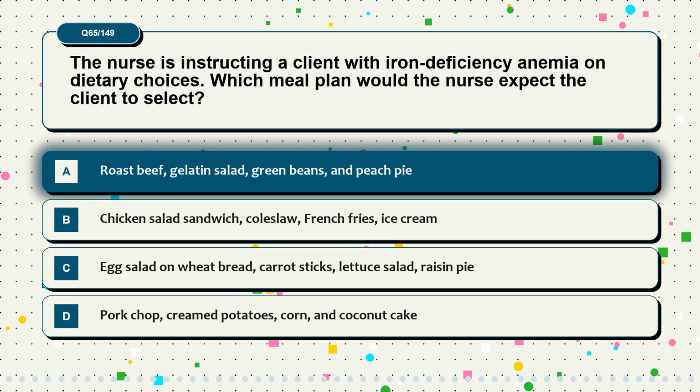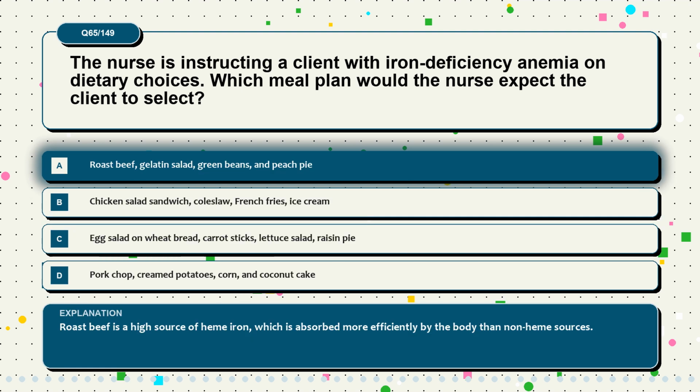The correct answer is option A, roast beef, gelatin salad, green beans, and peach pie. Roast beef is a high source of heme iron, which is absorbed more efficiently by the body than non-heme sources.